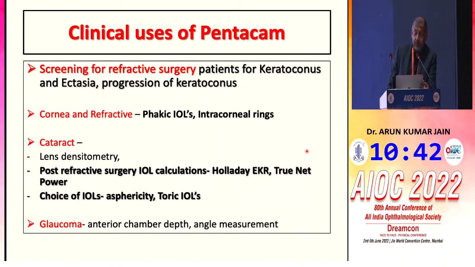Most common is screening for refractive surgery to rule out keratoconus or ectasia or progression of keratoconus, especially subclinical keratoconus. It also has applications in planning phakic IOLs and intracorneal rings, and in cataract surgery, lens densitometry for knowing the hardness of the cataract, as well as post-refractive surgery IOL power calculations and choice of IOL, which type of aspheric or toric IOL we can choose based on the Pentacam findings.